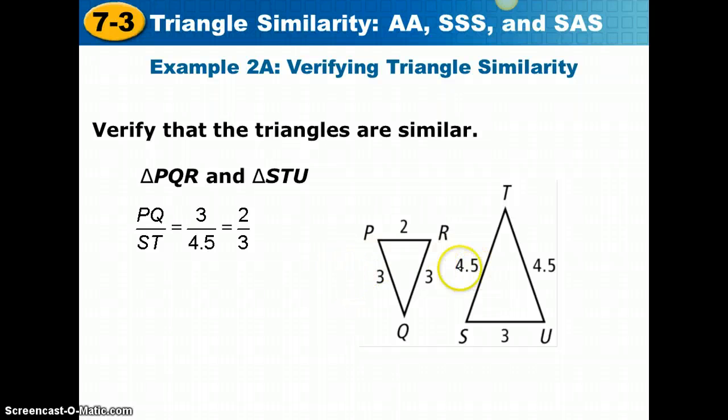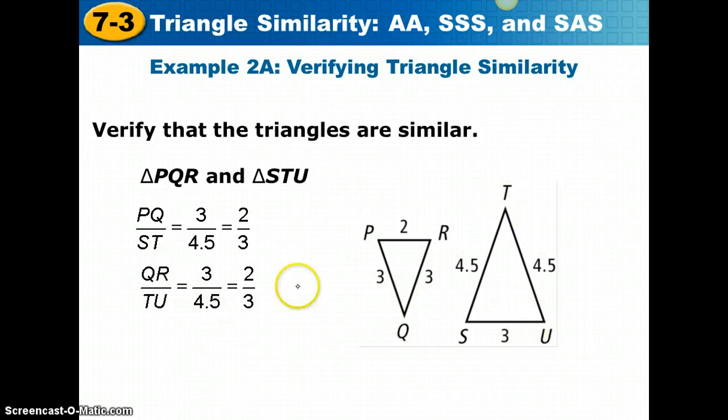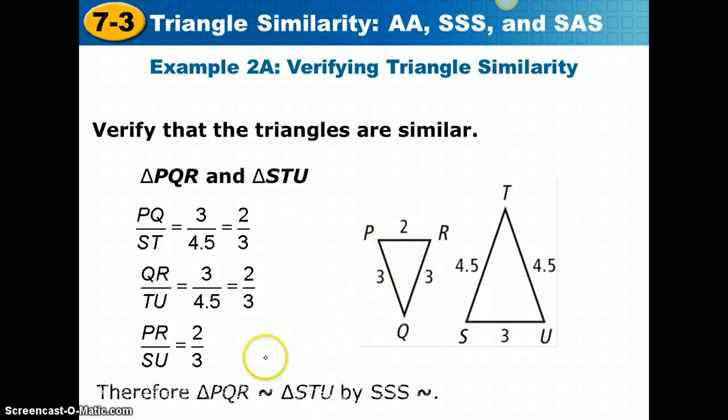That would be 3 to 4.5. When you simplify this ratio, we get 2/3, 2 to 3. We want to try another set of corresponding sides, so we're going to try QR and TU, also having the ratio 3 over 4.5, which simplifies to 2/3. We don't want to leave a decimal within our ratio. And lastly, we want to try PR and SU. 2 to 3 is the same ratio as the others. Therefore, triangle PQR is similar to triangle STU by side, side, side similarity. And this is what we would write, this last sentence.